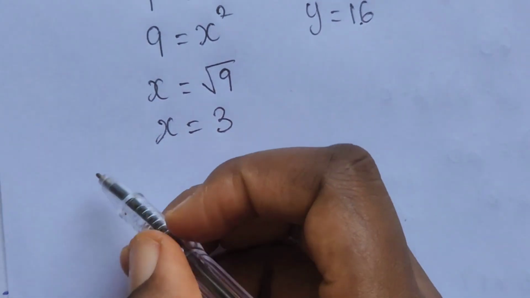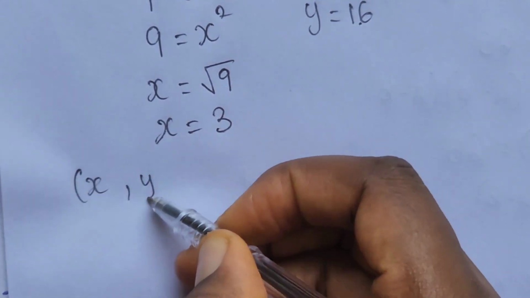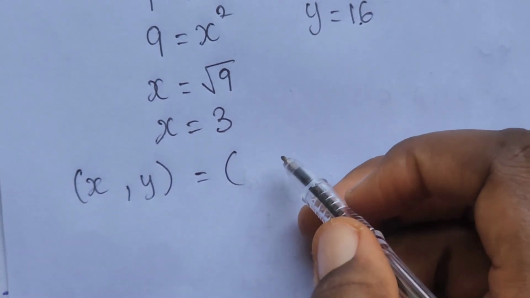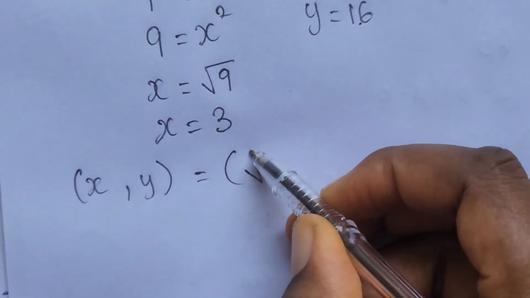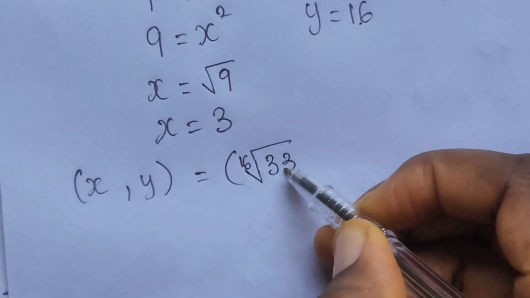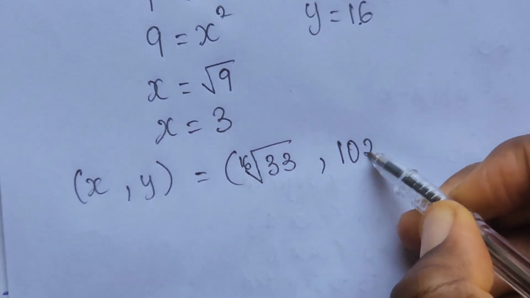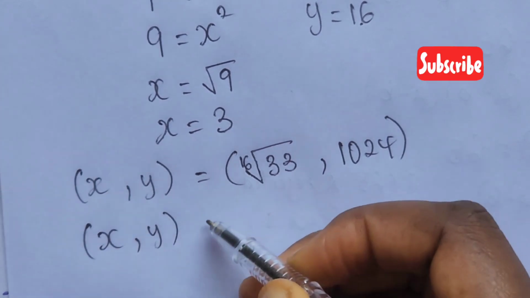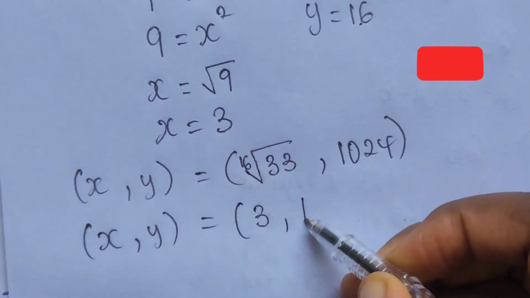So the values of x and y are: the first one as the 16th root of 33 and 1024, and the second value of x and y to be equal to 3 and 16.